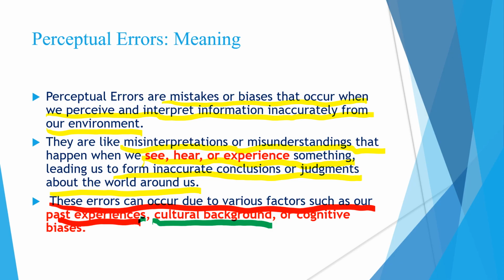Then the third factor which is causing this is cognitive biases. So on the basis of these three things, past experience, cultural background, and cognitive bias, we tend to misinterpret or misunderstand the things which are happening and the information we are taking from our sensory organs. So this is how we perceive things in a wrong way, which causes perceptual errors.